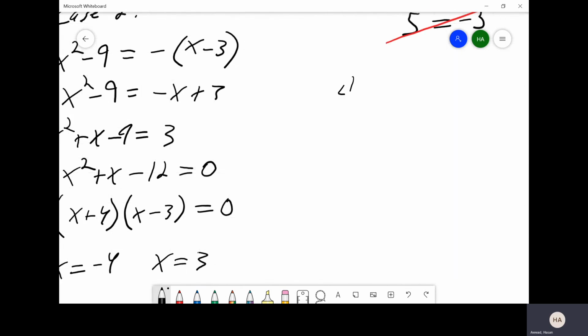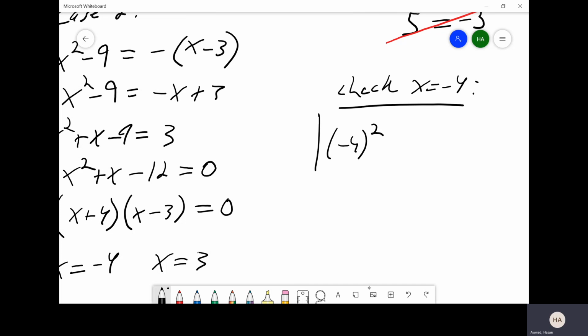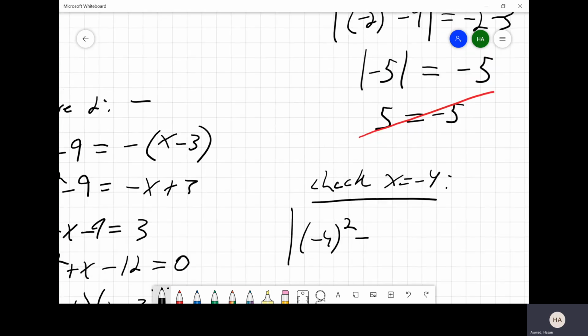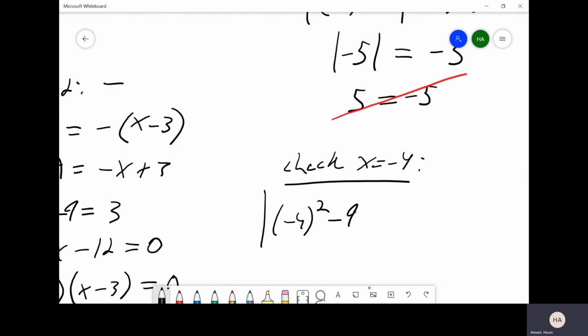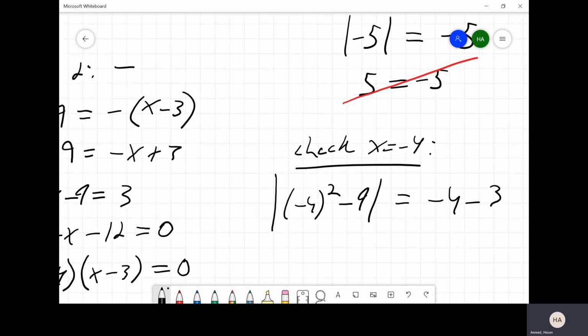So checking x is equal to negative 4, plugging this in, we have the absolute value of negative 4 squared minus, what was it, minus 9, I think? Yep, minus 9 is equal to negative 4 minus 3. I'll get this right one day, guys. I will remember the original equation without looking one day.